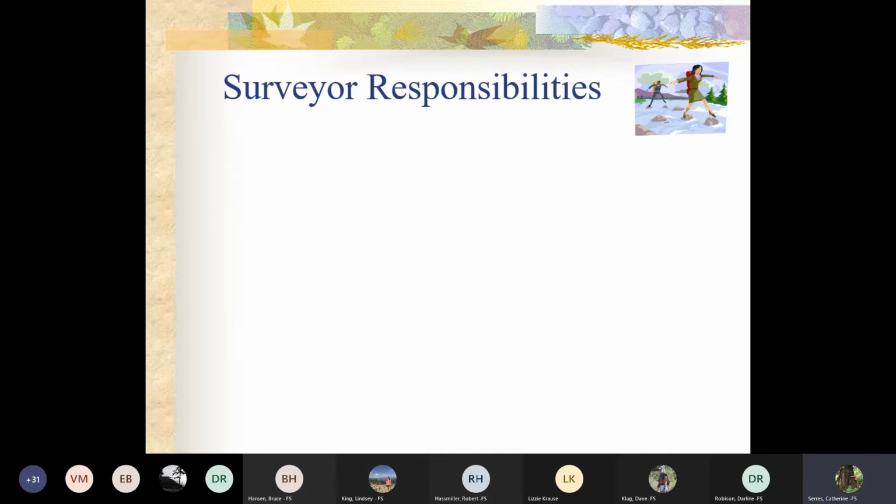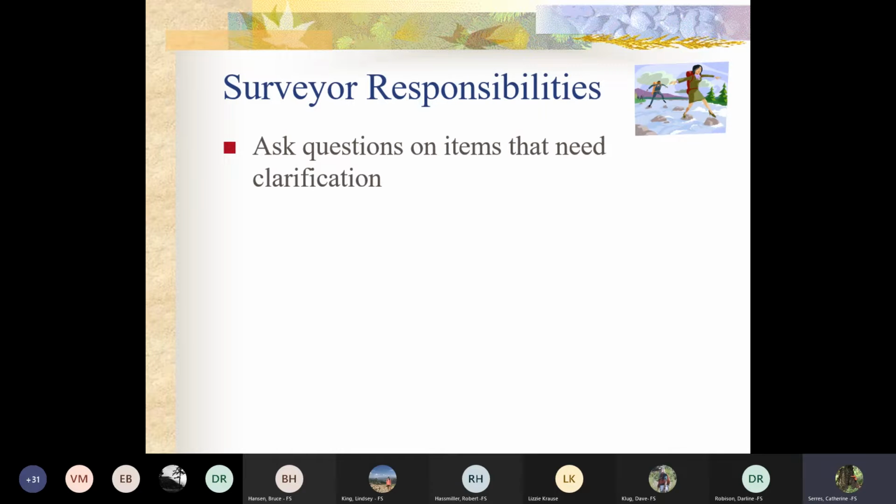Now, the surveyor responsibilities. This is most of all of you guys who are just your general surveyors. Just make sure you ask questions. If something isn't clear, and you can't find it in the book, make sure you ask somebody. It's better to ask that question than to just continue on with something and not be doing it correctly.